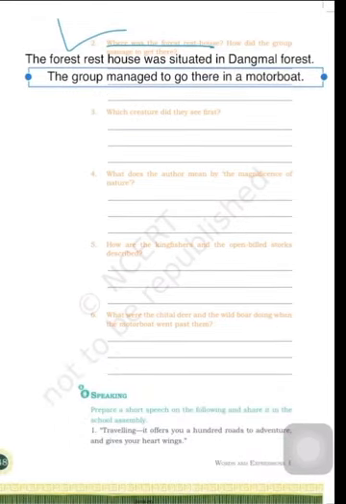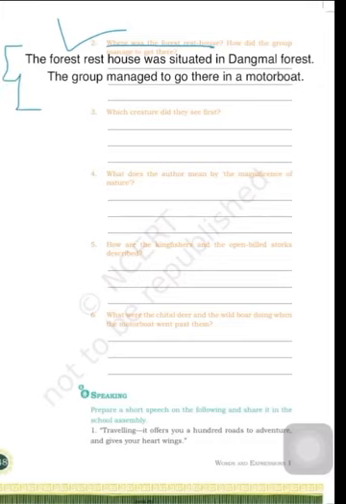As you guys can see, the forest rest house was situated in Dangmal forest. The group managed to go there in a motor boat. Okay, so with this our second question also got completed. Let's see third question of listening part.